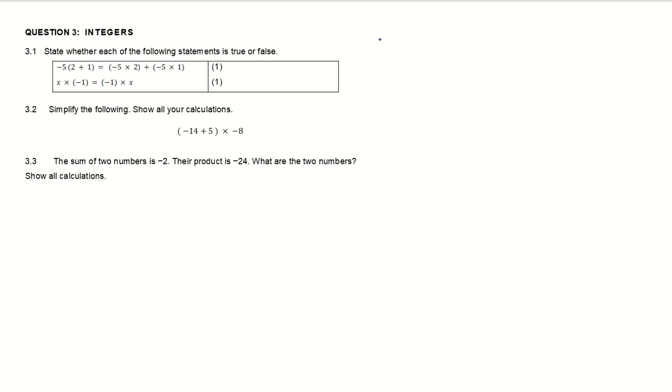So in this question, we are looking at integers, and in 3.1, we are required to state whether each of the following statements is true or false. The first statement, we have -5 times (2 plus 1) in brackets. Is it equal to (-5 multiplied by 2) in brackets plus -5 multiplied by 1?